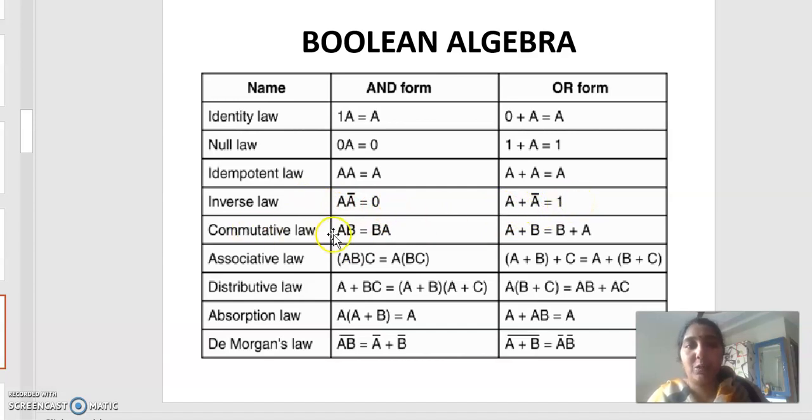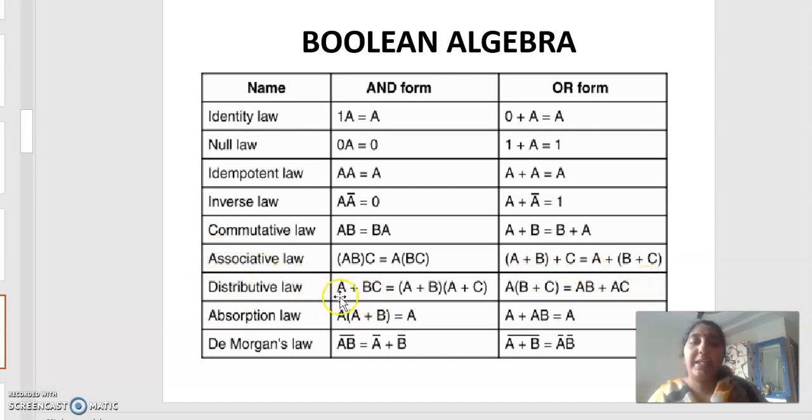Commutative law: A dot B is equal to B dot A. Similarly, A plus B is equal to B plus A. Associative law is A dot B dot C is equal to A dot B dot C, grouped in either order. For the OR form, A plus B plus C is equal to A plus B plus C.